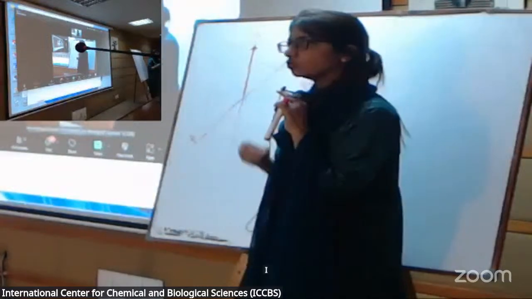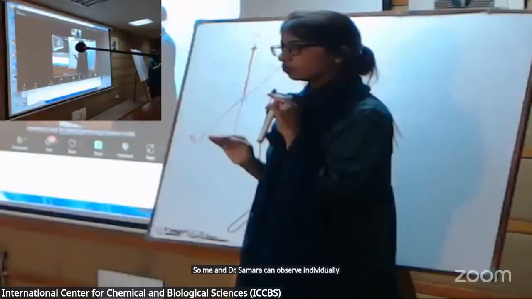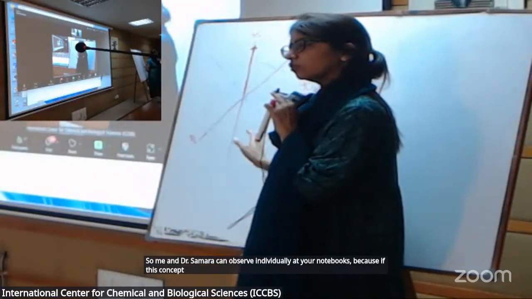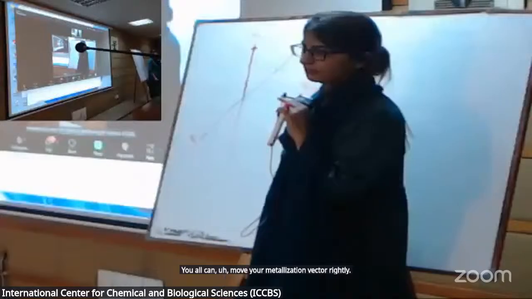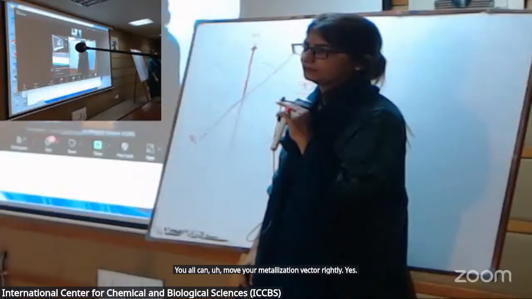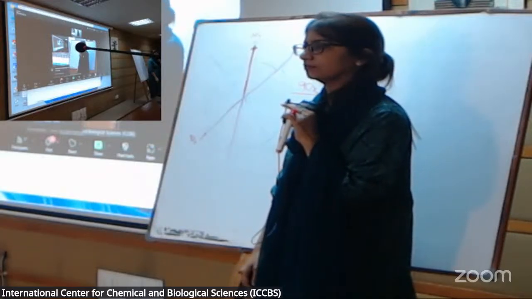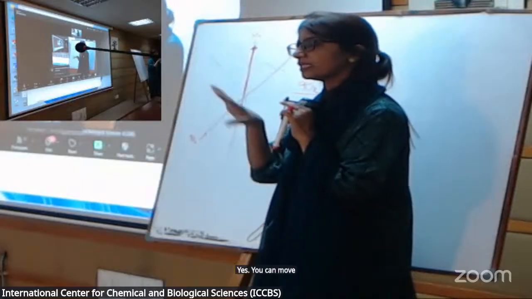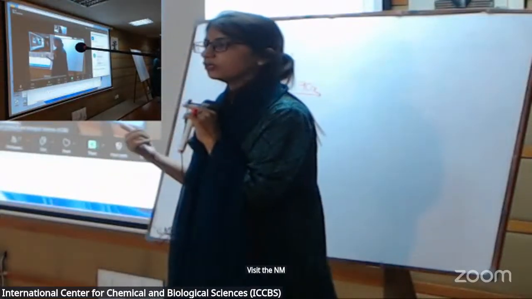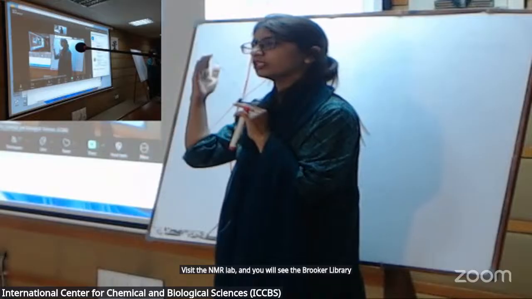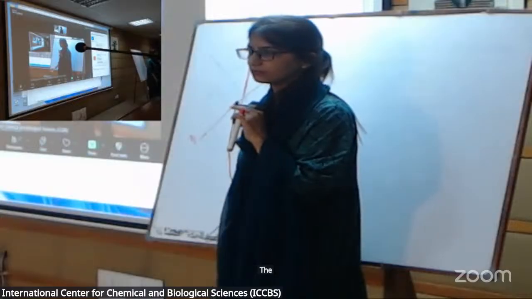I want all of you to draw all these four individual pulses, so Dr. Sumaira and I can observe individually in your notebooks, because if this concept is clear, you can all move your magnetization vector rightly. Yes, radio frequency sources are from every side, from any direction. You can move your magnetization vector accordingly, because when you visit the NMR lab and see the Bruker library, there is a whole range of NMR experiments. What is different in all those experiments? The pulses, the time delays.